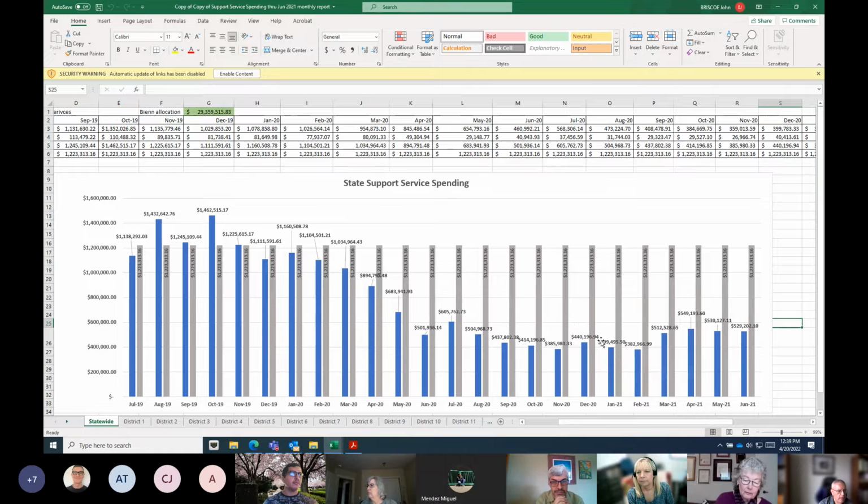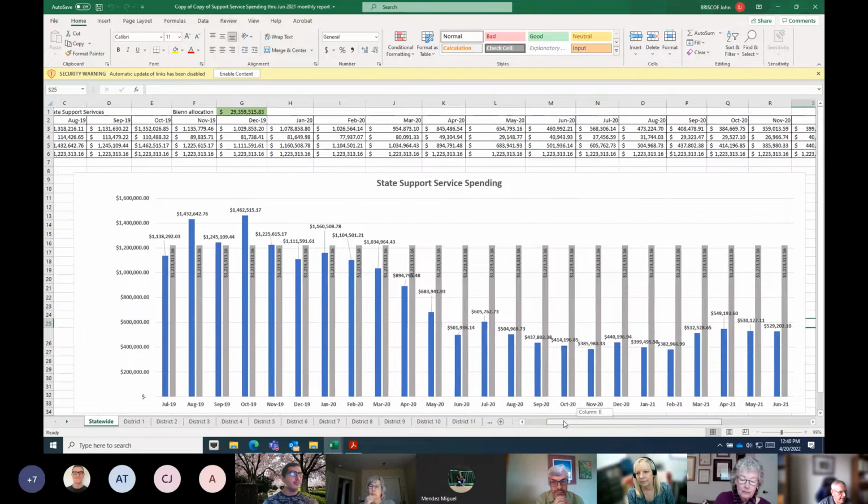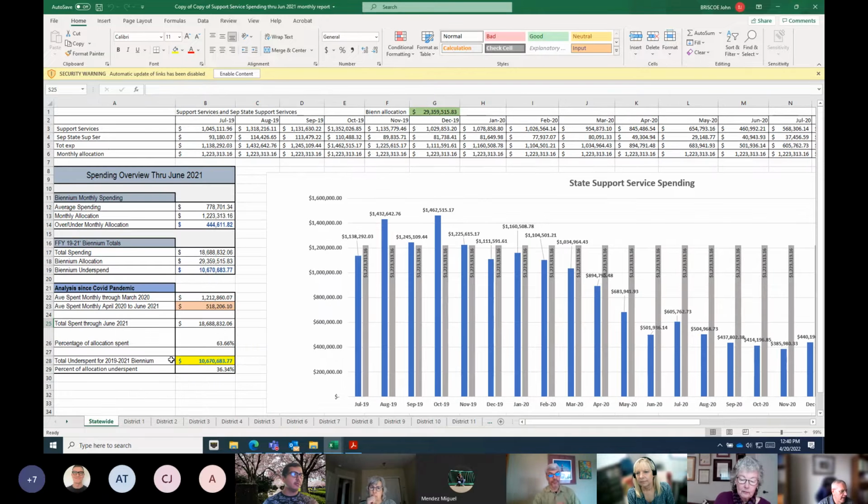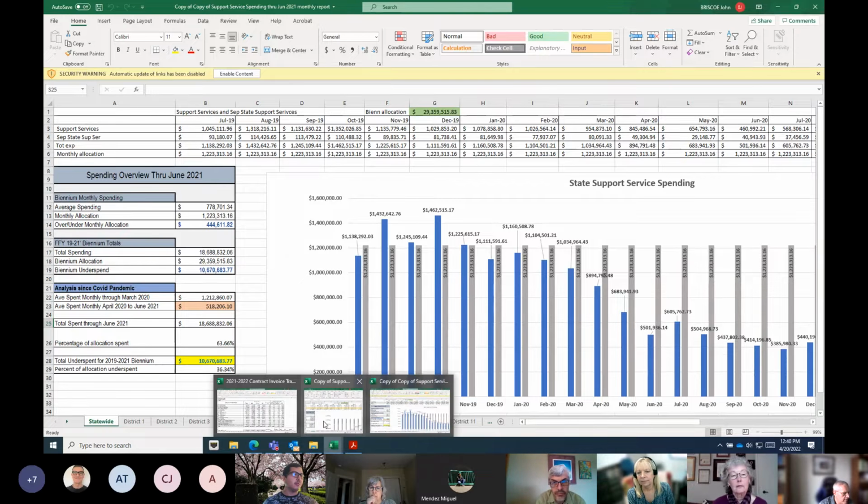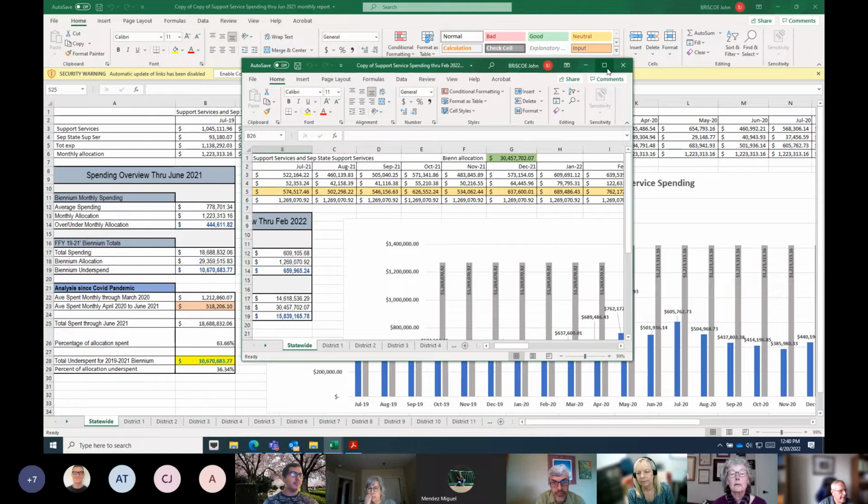Okay. So as you asked, Angela, and obviously not all of the carryover came from the jobs part of this, but a significant amount did. Based on my numbers, it was about a $10 million underspend last biennium. So with that, I've got this biennium.